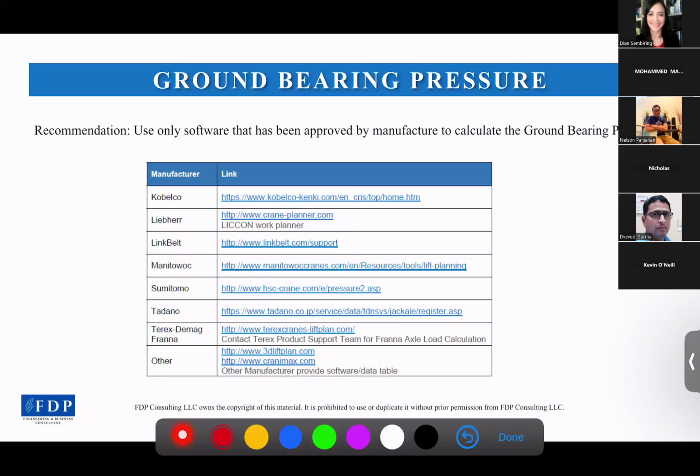Here I put links in this table that contain ground bearing pressure software from certain manufacturers. Some of them are free, like Tadano, Kobelco maybe, and for most of them you need to buy the crane to get the software. But for a preliminary study, maybe you could calculate it manually before getting into the detail.